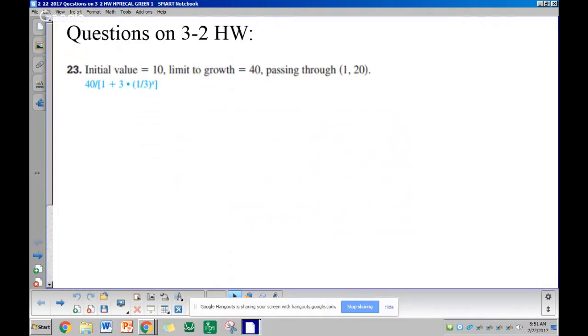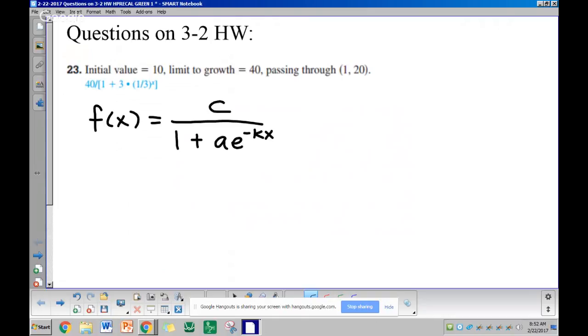All right, so we're going to do questions here on the homework from 3.2. And we're going to come up with a logistic function that has these characteristics. The generic logistic we're going to use is f of x equals c over 1 plus a e to the negative kx, which is the discovering logistics form we studied on that one sheet when we first introduced it.